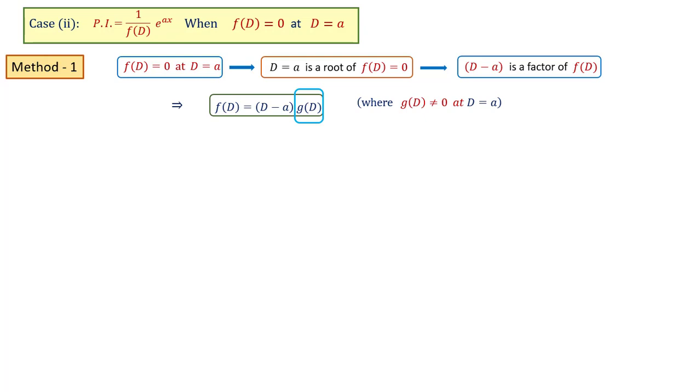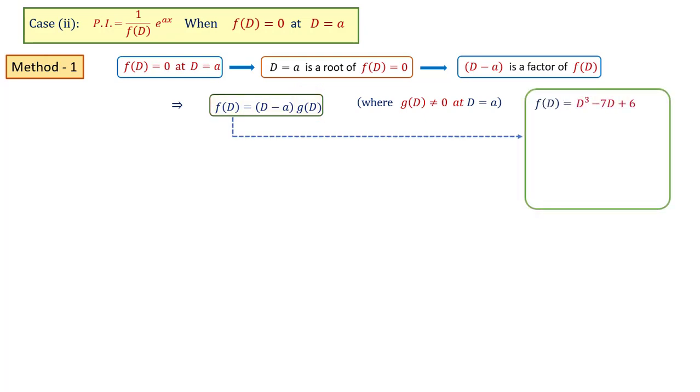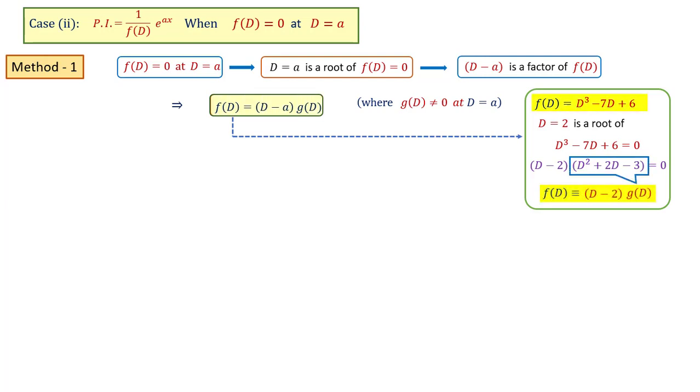Now to clear this concept, let us take an example where f(D) is D cube minus 7D plus 6. Here D is equal to 2 is a root of the equation D cube minus 7D plus 6 is equal to 0. So D minus 2 is a factor of f(D) and the second factor is D square plus 2D minus 3. Therefore f(D) can be written as the product of these factors.